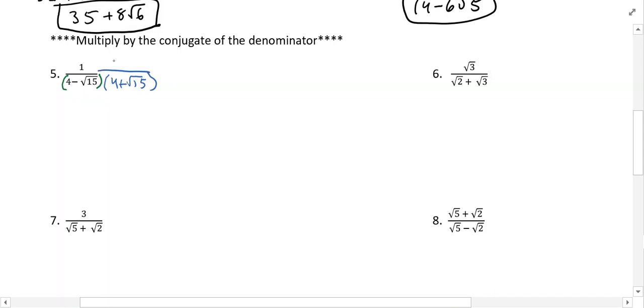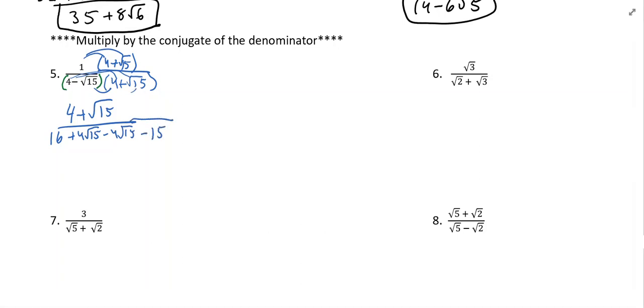So let's go ahead and I'm going to show you how to do this. So remember, what you do to the bottom, you have to do to the top. So I'm going to distribute here. Since I'm distributing a 1, it's not going to change anything. So I'm left with 4 plus rad 15. In the denominator, again, when I distribute here, 4 times 4 is 16. When I distribute this one, I get plus 4 rad 15. When I distribute here, I get minus 4 rad 15. And the last term, I'm going to get negative 15.